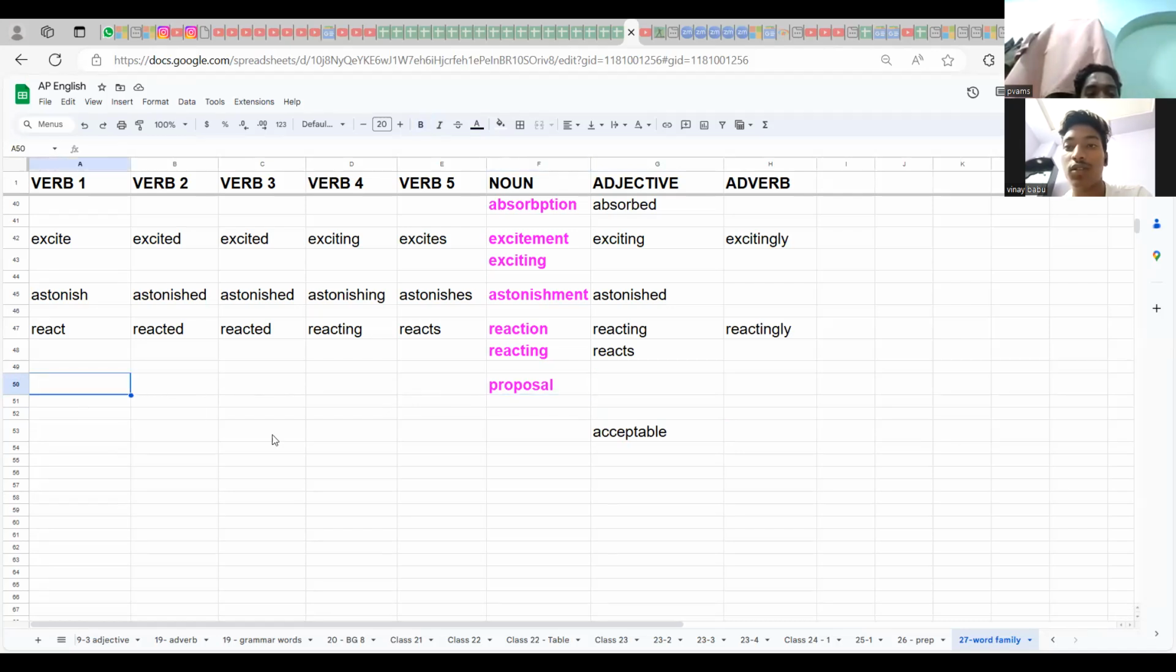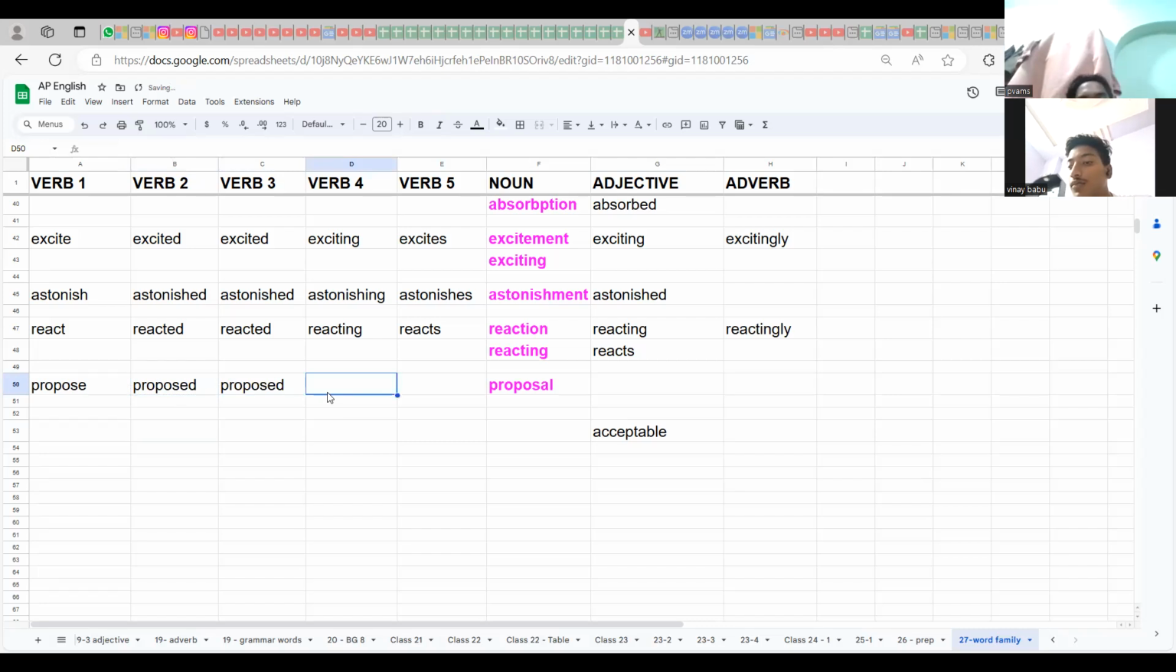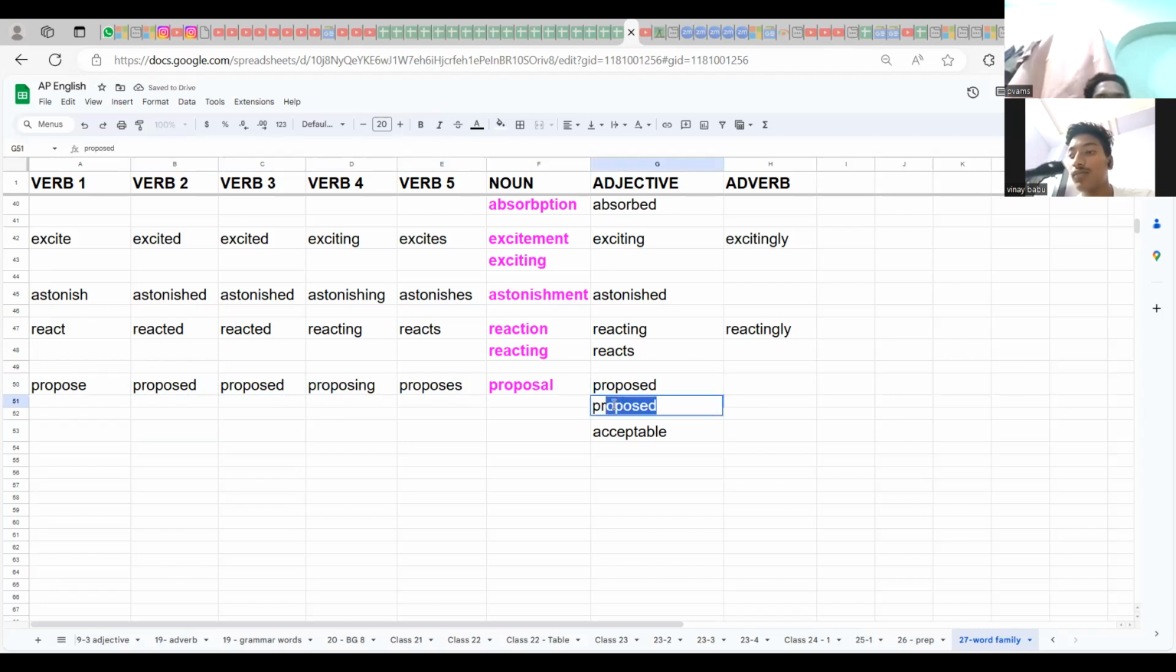Propose. Very good. Proposed. Very good. So you can easily get this one going here. Proposing. Proposes. Yes. Now, this one you can get the adjective proposed. That's a proposed plan, proposing plan. Adjective can be this.